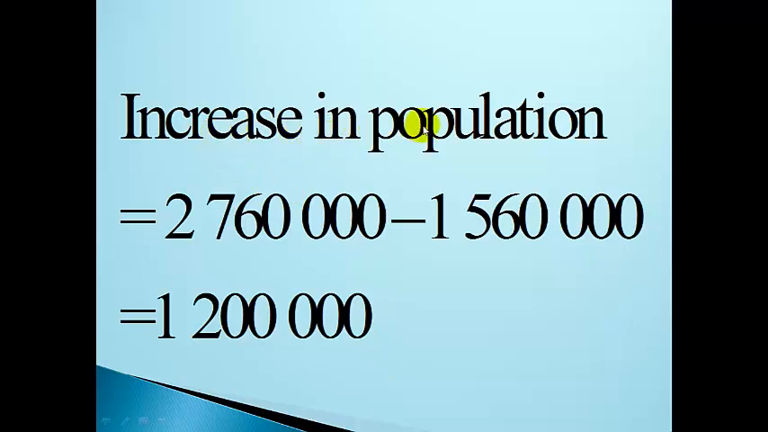The increase in population is 2,760,000 minus 1,560,000. 1,560,000 was the original population, that's the initial population, and 2,760,000 is the current population. So if you want to know the increase in the population, then you have to subtract the original, that is the initial, from the current.